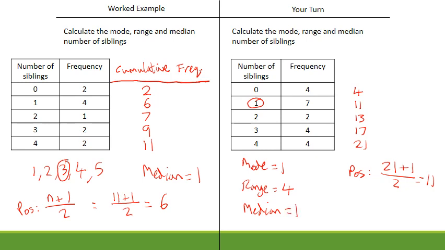Now if you had an even amount of numbers, you'd end up with a decimal here, so you'd end up with say 11.5, and that means it's going to be between the 11th and 12th value. So in this case, if it was here, between our 11th and 12th value would be right between 1 and 2. So we would say then our median number of siblings is 1.5.